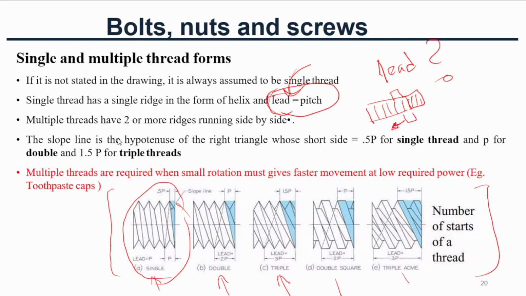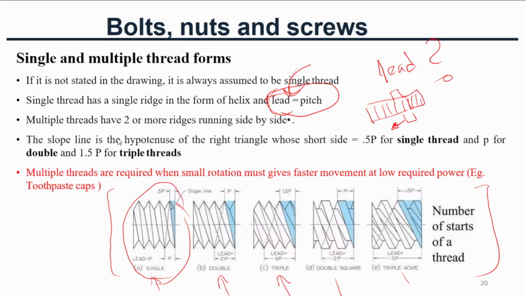So in industry these types of single threads are the most common type. This single thread is what you see most of the time, where the pitch and the lead are equal.